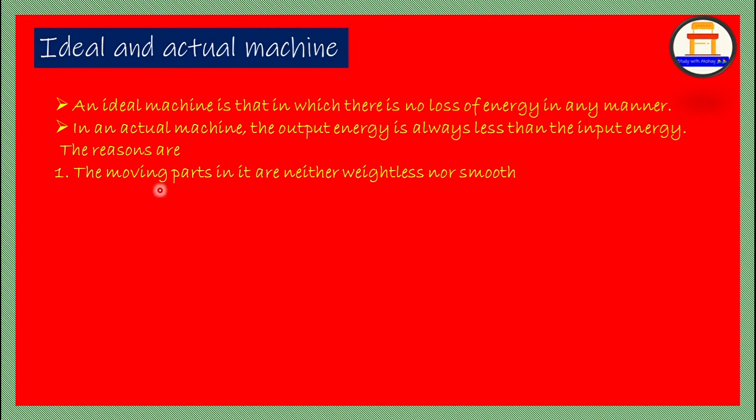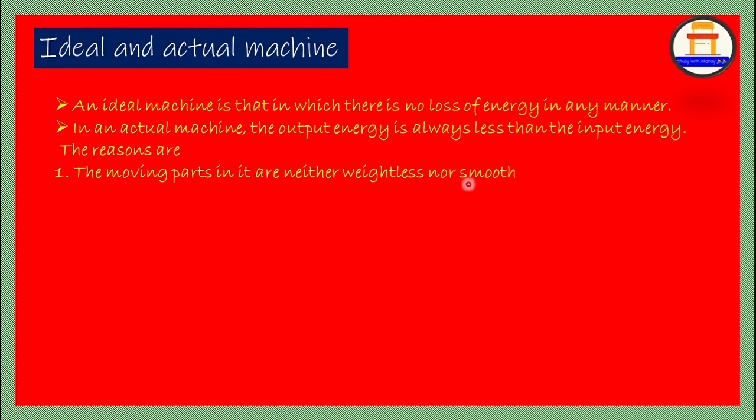The moving parts are neither weightless nor smooth. So this is like a simple pendulum. In a simple pendulum, that bob should be weightless itself, and there is no substance like that. Matter is something which has weight and occupies space, right? So there is no substance without any weight. Here also, the moving part is neither weightless nor smooth to make it an ideal machine. There is no machine which is ideal.